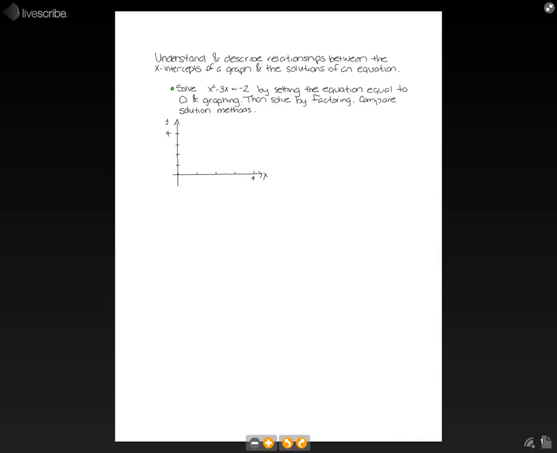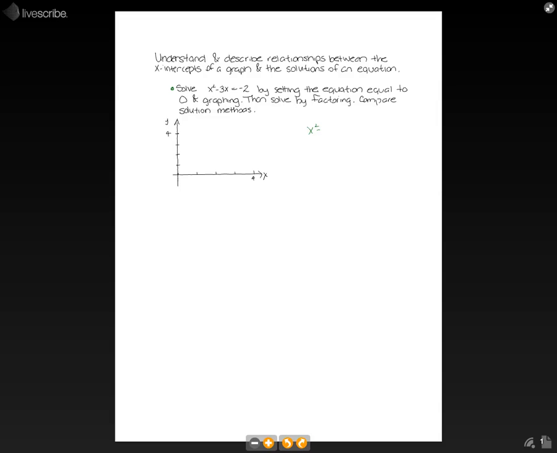In this pencast, we're asked to solve and then understand and describe relationships between the x-intercepts of a graph and the solutions of an equation. So we're asked to solve x squared minus 3x equals negative 2 by setting the equation to 0 and graphing it. Then we're supposed to solve the same equation by factoring and compare the results. So first, to set the equation equal to 0, we just need to add 2 to both sides.